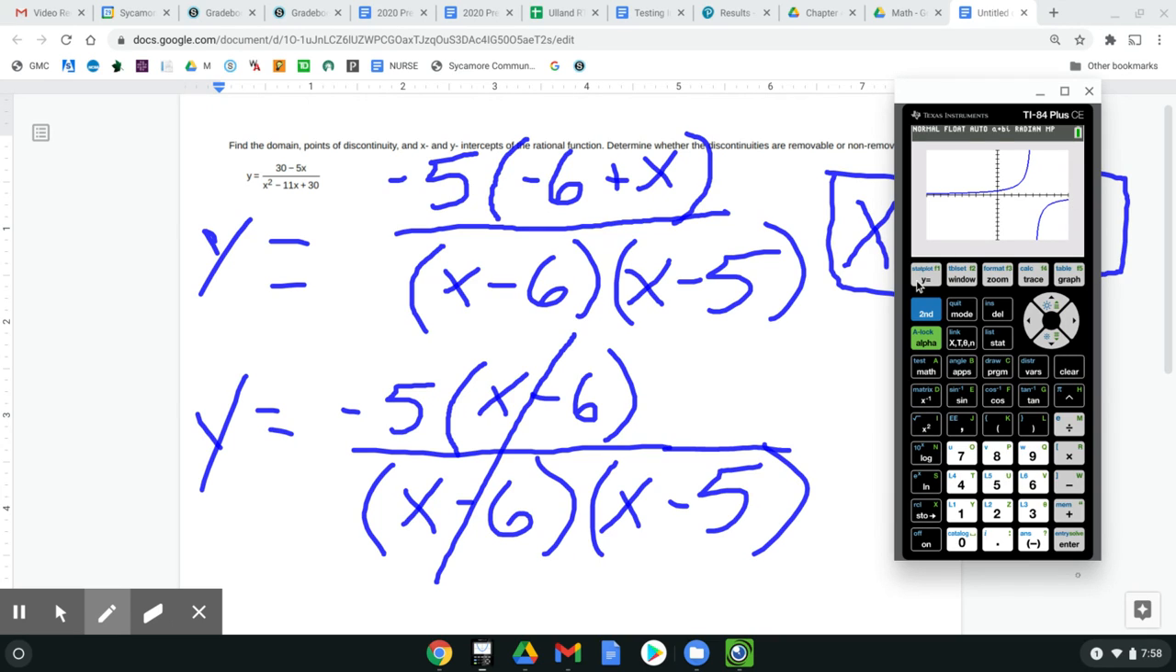Okay? But here's what I want you to see. If I graph this as -5, so if I just cancel the x minus 6's, the graph will be the exact same. -5 divided by (x minus 5). So notice that's a lot easier to put into your calculator. Watch. You're not going to be able to see the graph because it's going to turn off. Oh, there it is. Look, it drew over it.